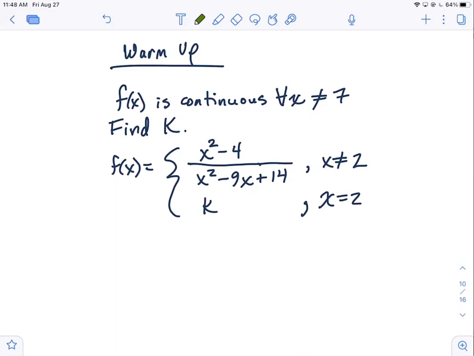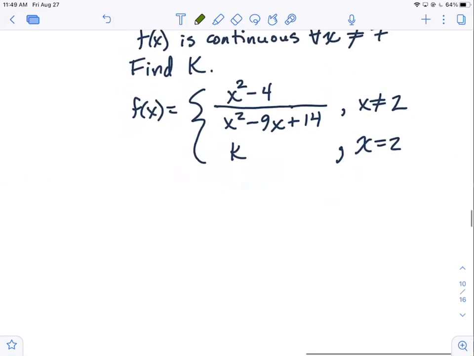It turns out that this top piece by itself has a vertical asymptote at 7 and a hole at x equals 2. Basically, we need to find the y value of the hole so we can plug the hole to make it continuous there, right? So we're going to go off to the side and factor the top. Now, I'm not going to call the top f of x because it's not. It's only the majority of it.